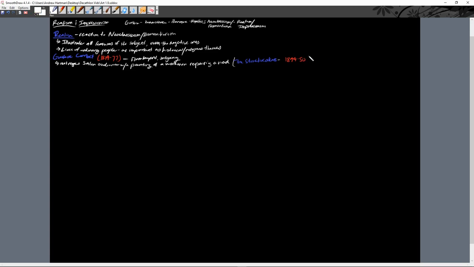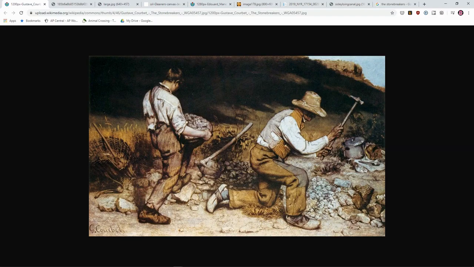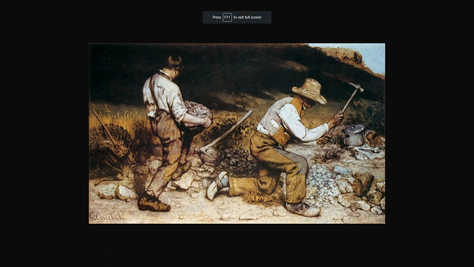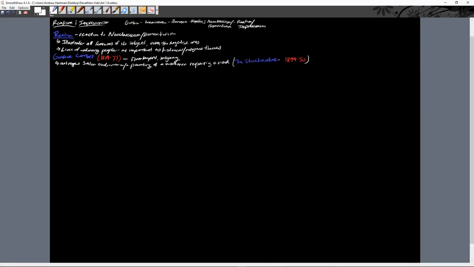Okay. Let's see if we can pull that up. I believe I can. Give me 1 second here. It is in the resource, so you've probably seen this. So here you can see the Stonebreakers, right? And it's just two guys repairing a railroad, right? It's nothing unique about it. It looks very neoclassicist in that it's very realistic, right? That's one of the other key components of realism a lot of times, that it looks like real people, real subject matter, as opposed to romanticism, which tended to blur the lines of realism, right?